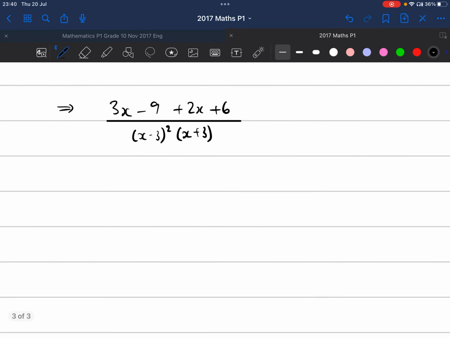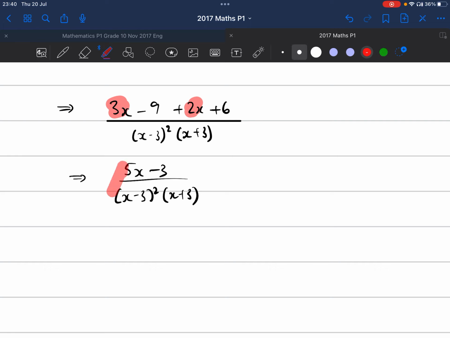Okay. And now we can again group like terms. So we have 3x plus 2x, so we'll have 5x. And then minus 9 plus 6 gives us minus 3. Okay, and then the bottom, nothing changed, so we still have x minus 3 squared, x plus 3. Okay, and that is the final answer.